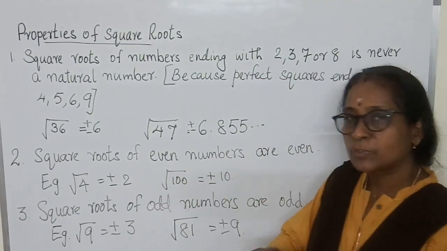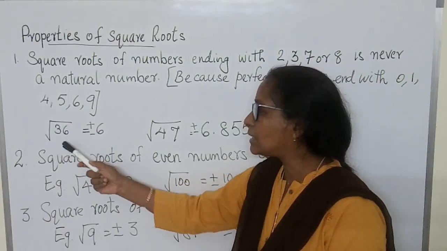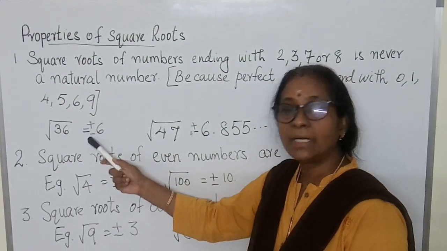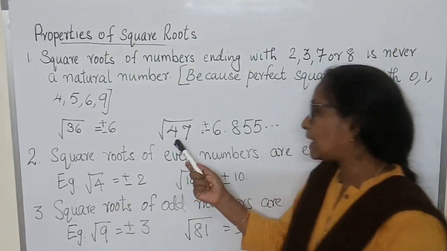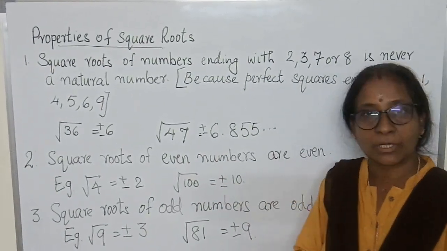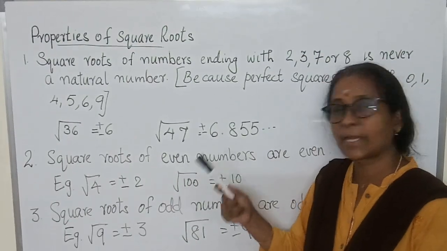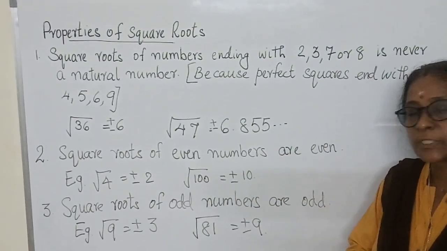For example, root 36 ends with 6, so it can have a natural number as its square root. But 47 ends with 7, so its square root will never be a natural number. It will be either a fraction or a decimal. Now what is the next property?